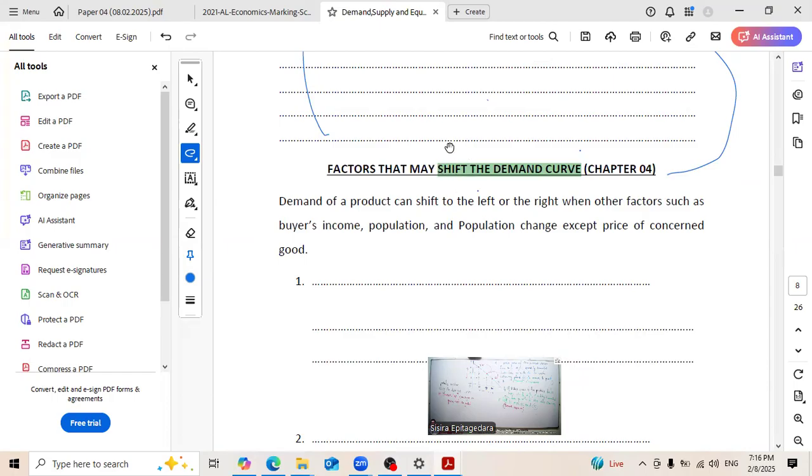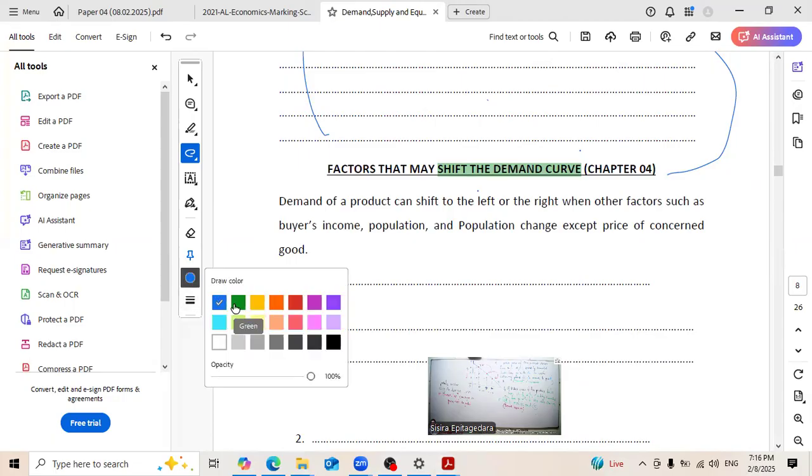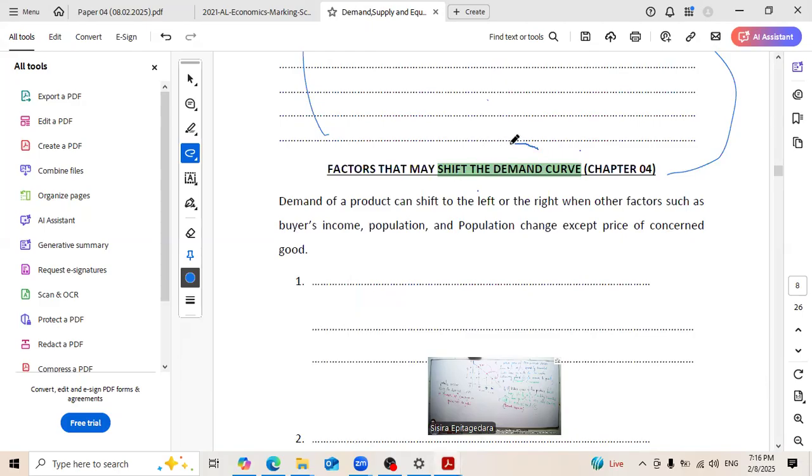What is meant by shift? Shift means moving, going from one place to another place, but not a point on the curve. Here, the entire demand curve shifts, either to the left side or the right side. Is that clear? Okay.